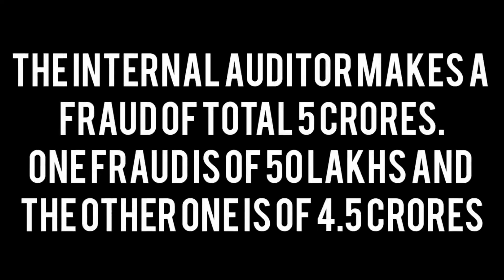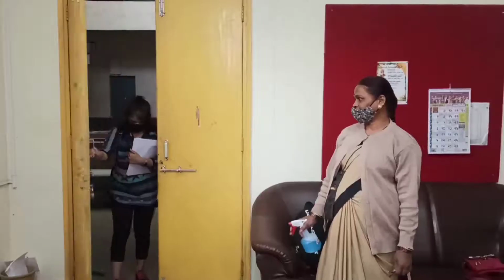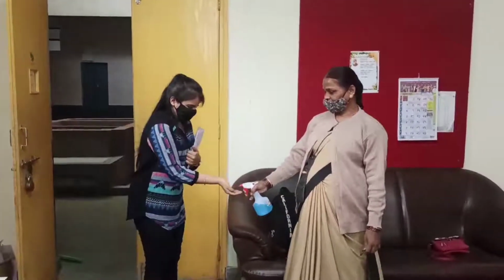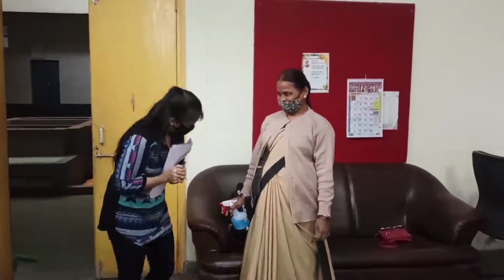The internal auditor commits fraud of a total of 5 crore. One fraud is of 50 lakh and the other one is of 4.5 crore against the company. Now, the external auditor arrives.